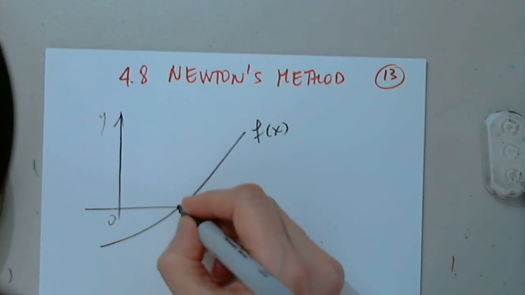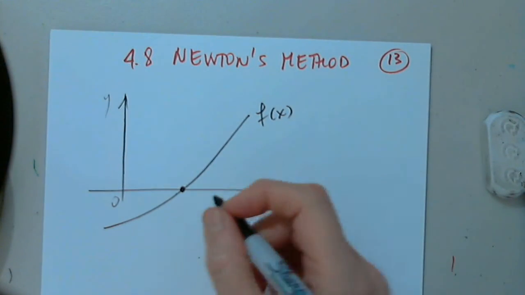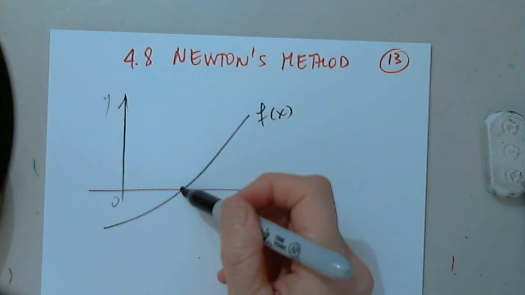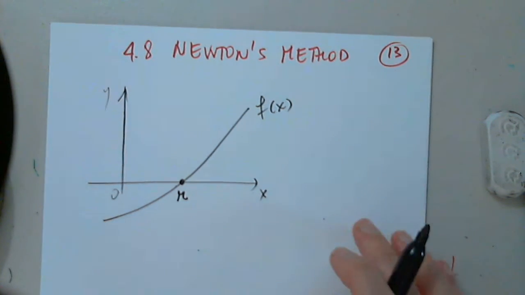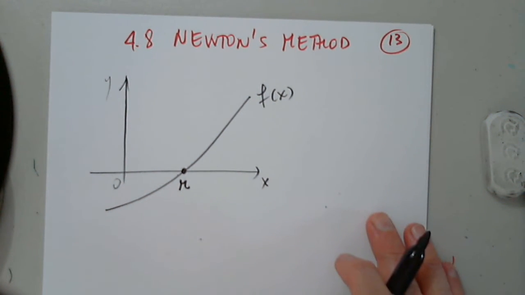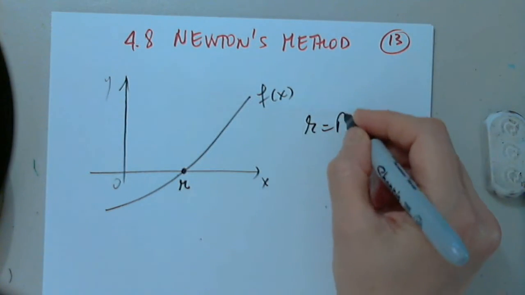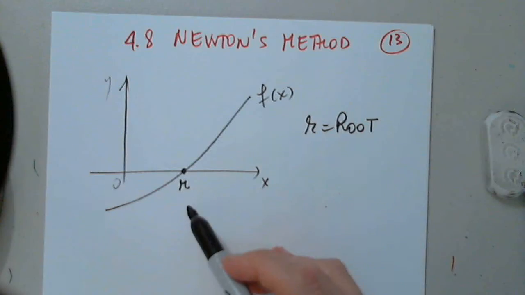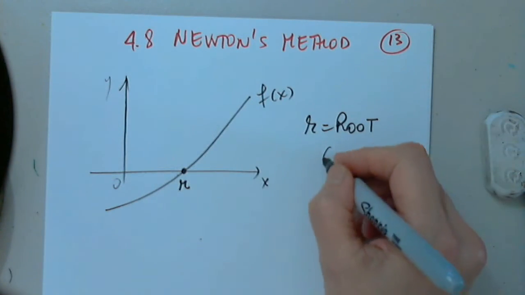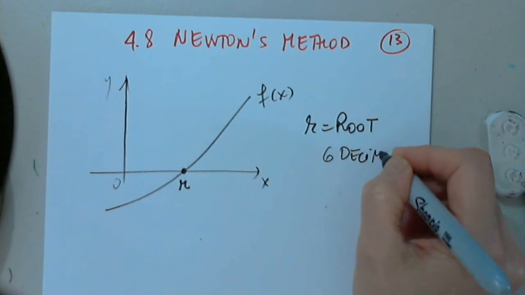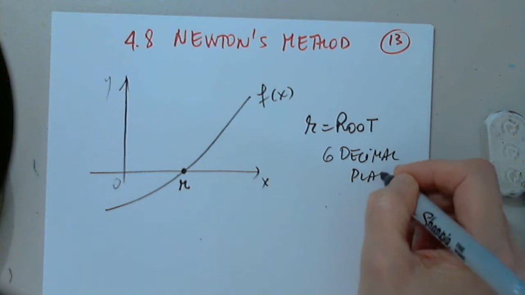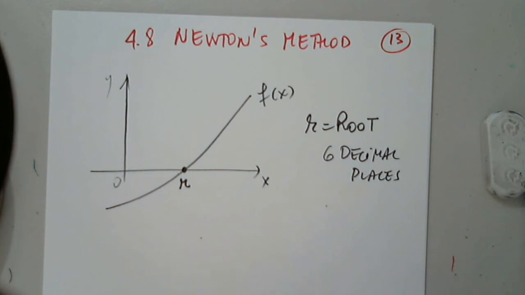So assuming that this is a continuous function and we know it crosses the x-axis, and we would like to estimate r, the root. We would like to estimate this, let's say, with 6 decimal places. And you can say, that's no big deal.